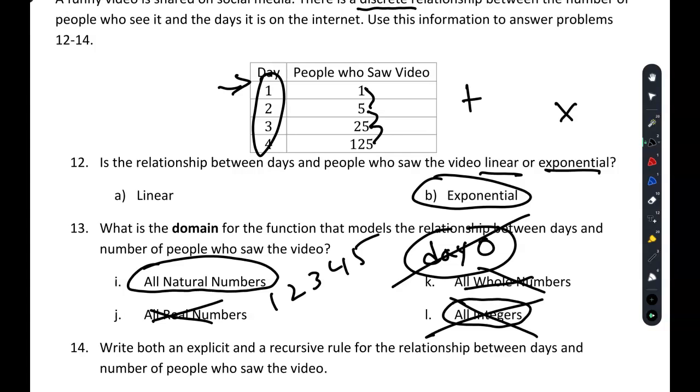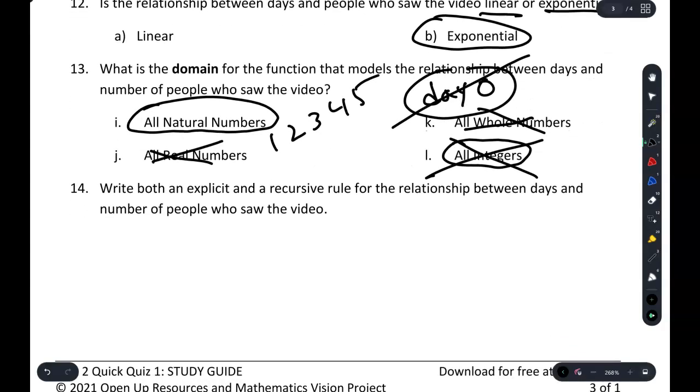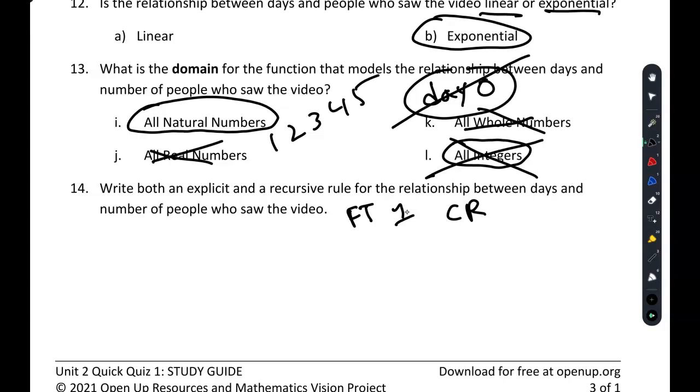All right, number 14, same problem. It says write both the explicit and recursive rule for the relationship between days and the number of people who saw the video. So you need two things to write that. You need the first term, which in this case is 1. I'm going to put FT for the first term. And the common ratio, which in this case is 5. That's the number we're multiplying by.